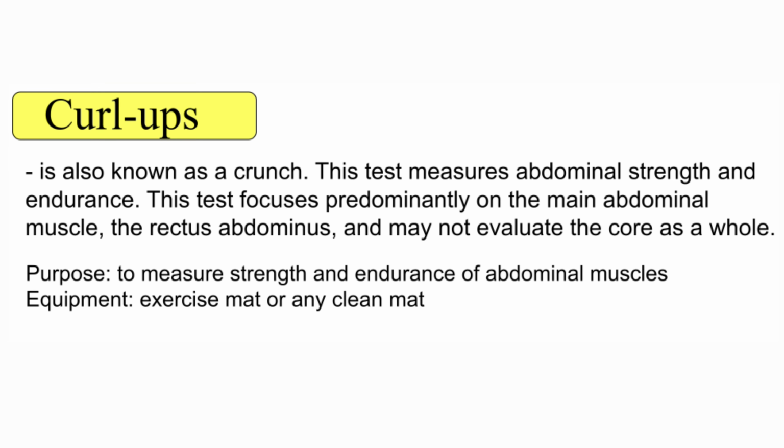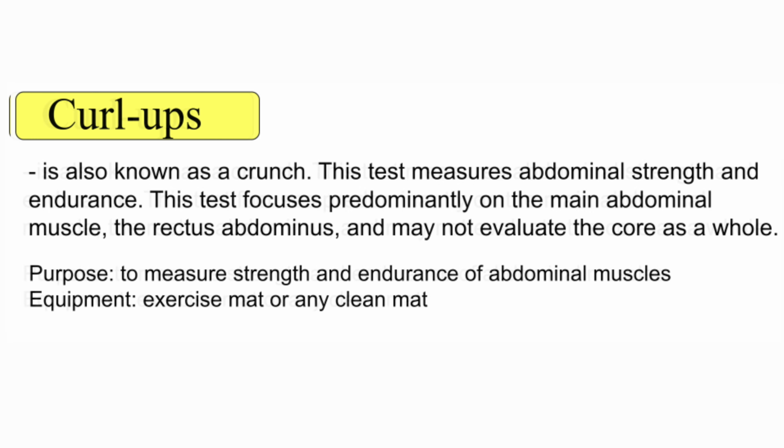The next test is the curl-ups, also known as a crunch. This test measures abdominal strength and endurance. This test focuses predominantly on the main abdominal muscle, the rectus abdominis, and may not evaluate the core as a whole. The purpose? To measure strength and endurance of abdominal muscles. The equipment? Exercise mats or any clean mat.